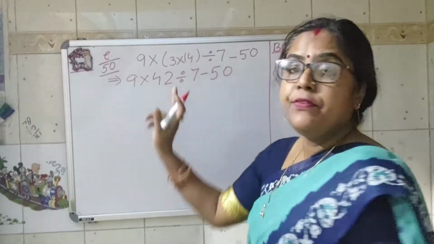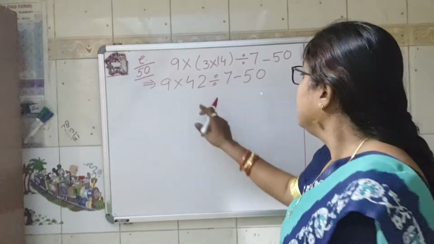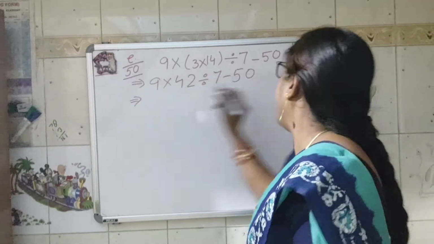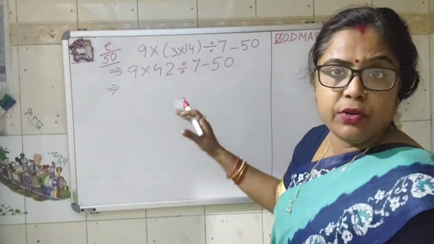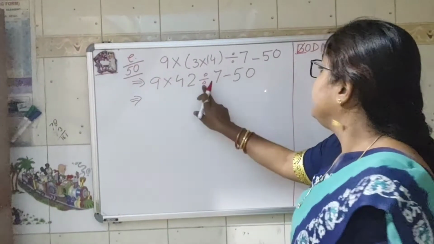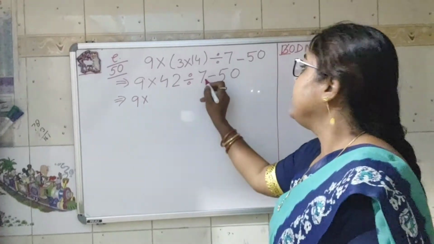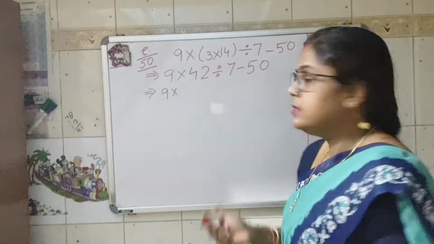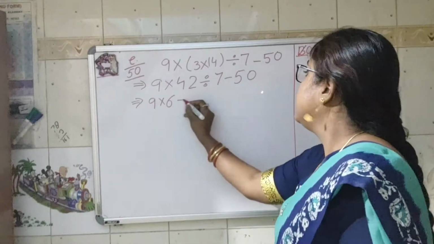So in one step we will do only one operation. So the first operation I have done, that is opening the bracket. So 14 3s are 42. The next step after B, what is there? O is there, that is of, which is not in your question. So we will go for the next one, that is division. So division is here. So 9 multiplied by 42 divided by 7. The 7 table you must be knowing, na? So 7 6s are 42, minus 50.